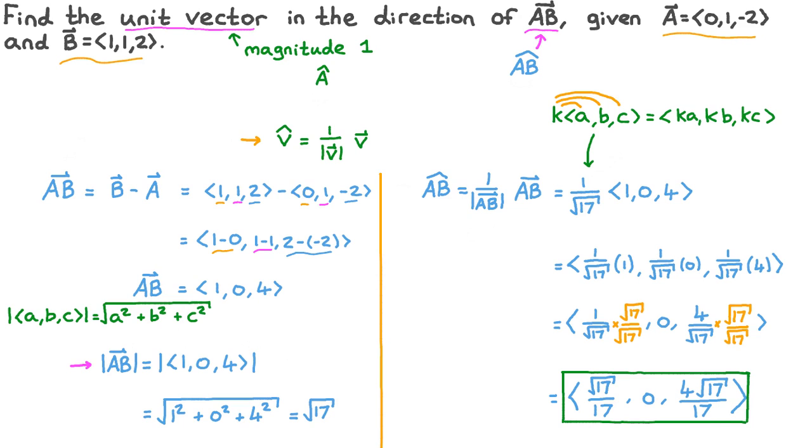Therefore, we were able to show, given the vector A is 0, 1, negative 2, and the vector B is 1, 1, 2, we were able to find the vector AB by subtracting the vector A from the vector B. Then, we were able to find the unit vector in the same direction as AB by multiplying AB by 1 over its magnitude. This gave us AB hat is equal to the vector root 17 over 17, 0, 4 root 17 over 17.